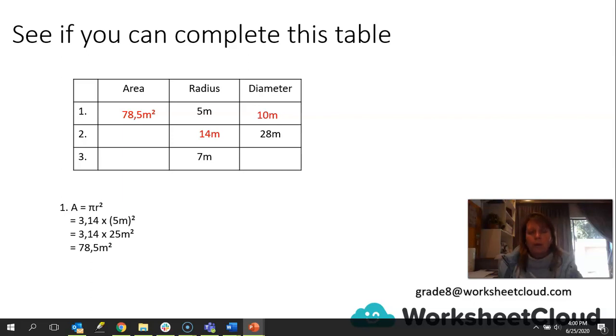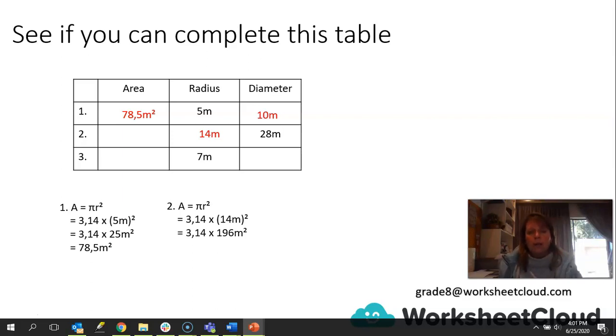Remember, the formula remains the same as we've been using. So area is equal to pi r squared. We then substitute in, we end up with 3,14 times 14 meters all squared. Remember, 14 times 14 you can work out on your calculator. So you're going to go 3,14 times the 14 squared, and 14 squared is 196 meters squared.